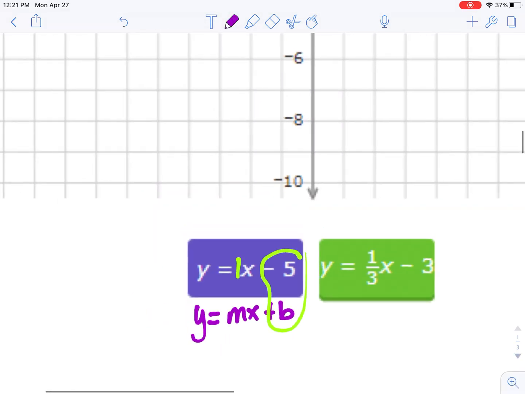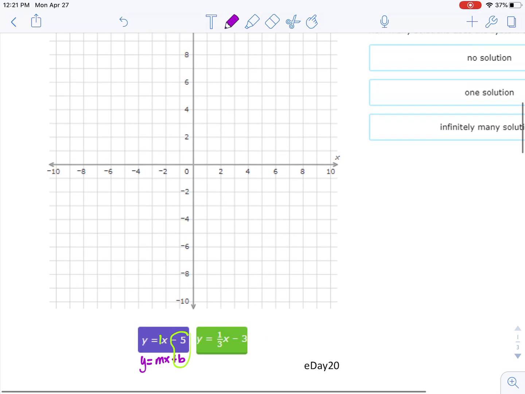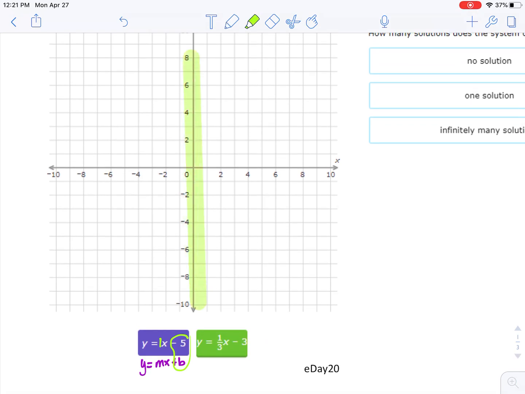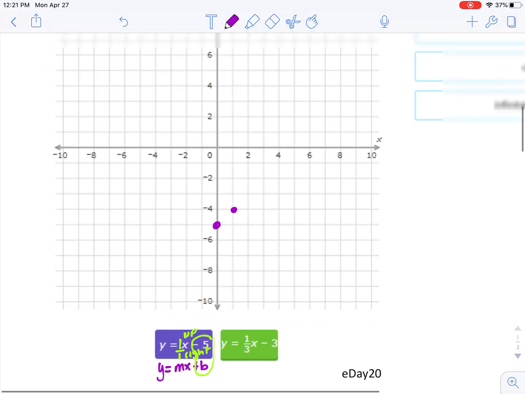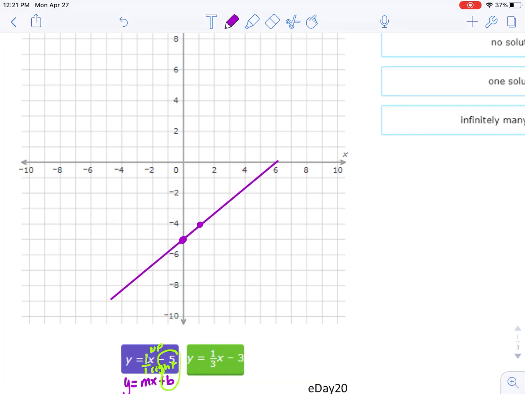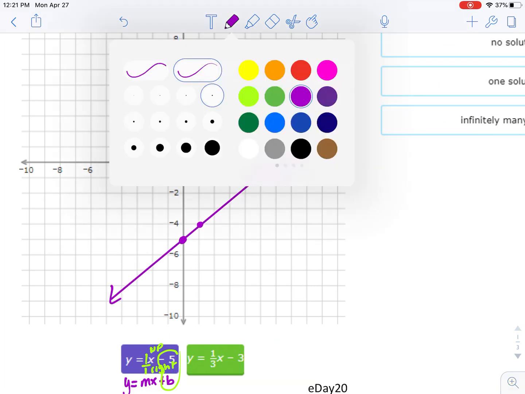When we graph in y equals mx plus b form, the first thing we do is plot our y-intercept on the y-axis. And that y-intercept is at -5. Then we have a slope of 1. For slope, we want to write it as a fraction, so 1 over 1. It is positive, so we're going to go up and to the right. So up 1 and to the right 1. And then IXL will automatically connect your dots for you and add in your arrows.